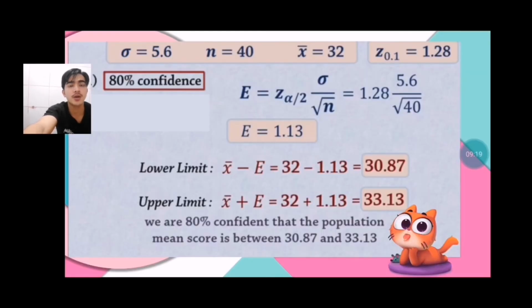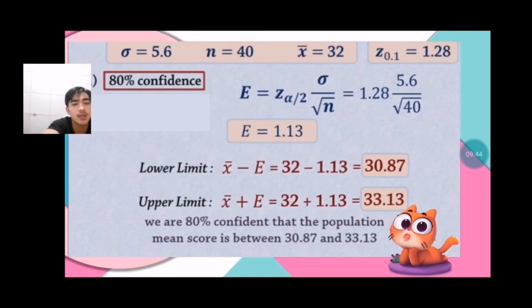The margin of error is therefore E equals Z alpha over 2 times sigma over the square root of n. So you will have 1.28 times 5.6 divided by the square root of n, then you will get 1.13.